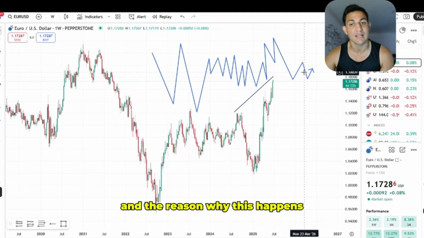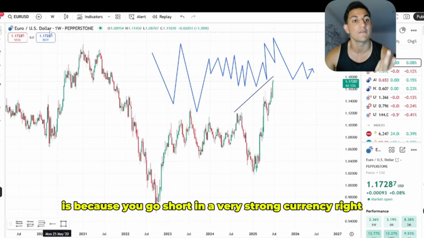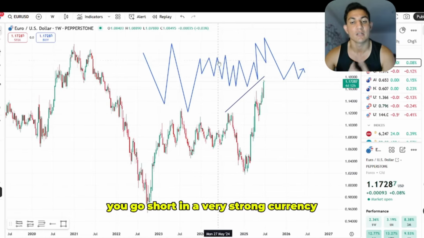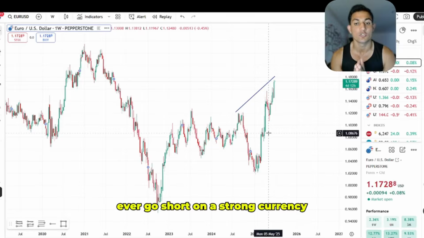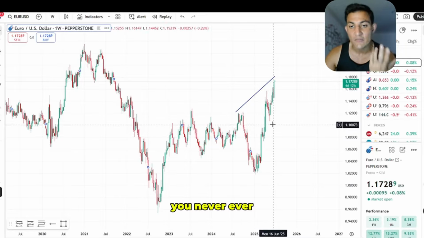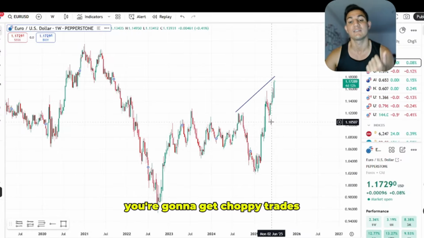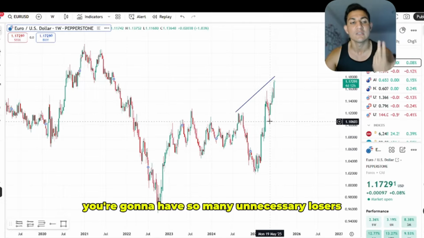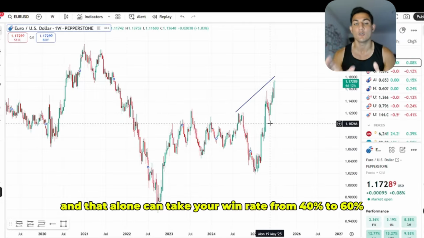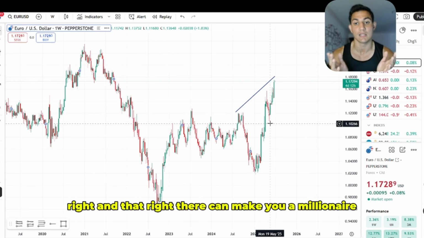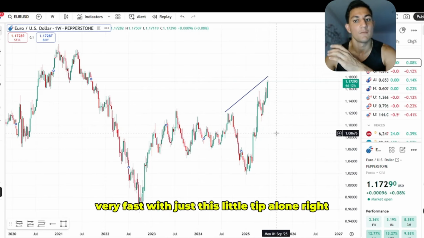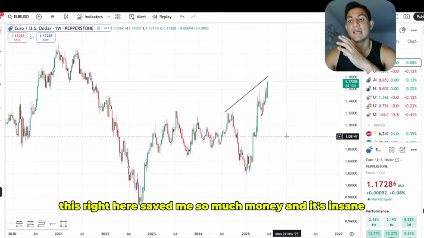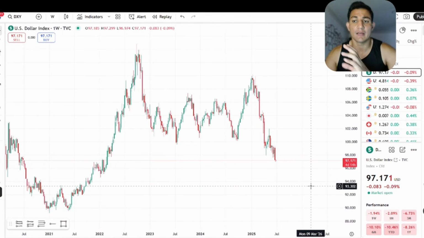And the reason why this happens is because you go short in a very strong currency, right? You go short in a very strong currency, and this is what you get. So you never, ever, ever go short on a strong currency, because that's what you're going to get. You're going to get choppy trades, and you're going to lose trades, right? You're going to have so many unnecessary losers, and that alone can take your win rate from 40% to 60%, right? And that right there can make you a millionaire very fast, right? You can make money very, very fast with just this little tip alone. This right here saved me so much money. It's insane.